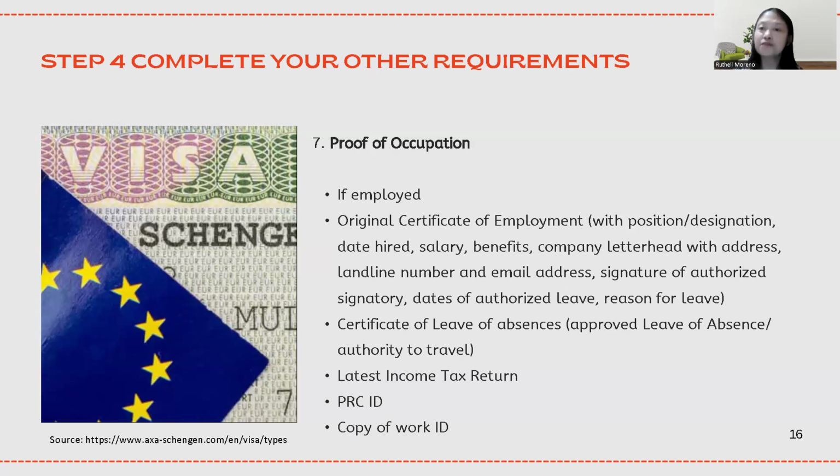You also have to provide proof of your occupation, such as your original certificate of employment if you're employed. It should state the position or designation, your date hired, salary, benefits, company letterhead with address, landline number and email address of the company, signature of authorized signatory, dates of authorized leave, and reason for leave. And you should have a certificate of leave of absences, like approved leave of absence or authority to travel. Then also provide your latest income tax return, your PRC ID, and copy of your work ID.